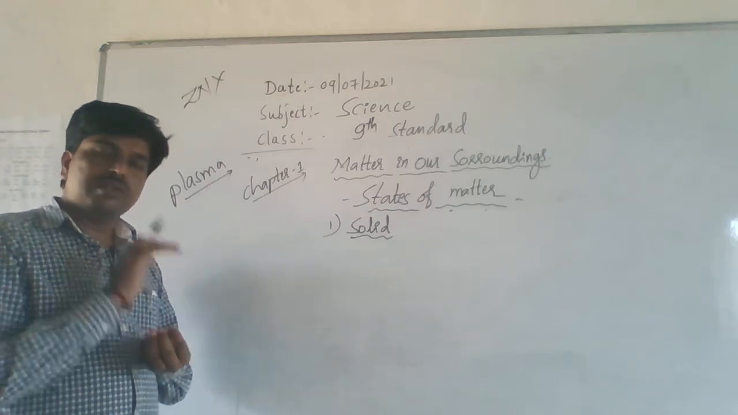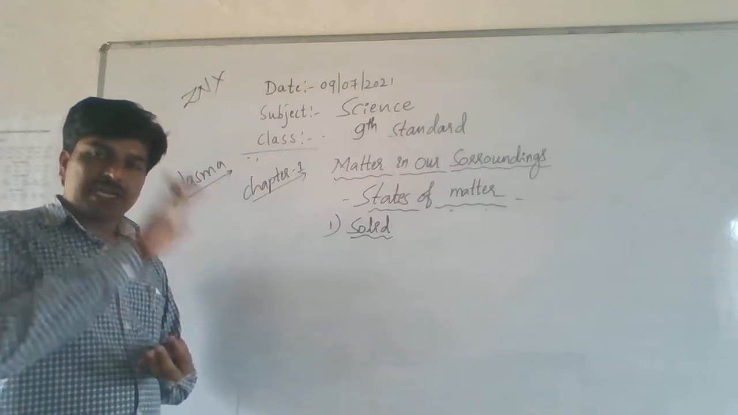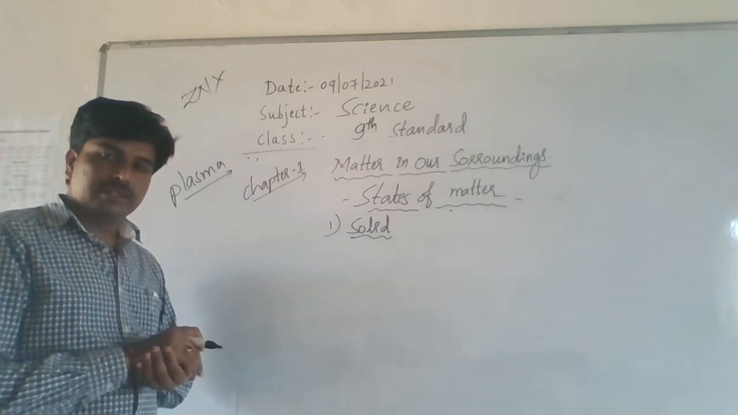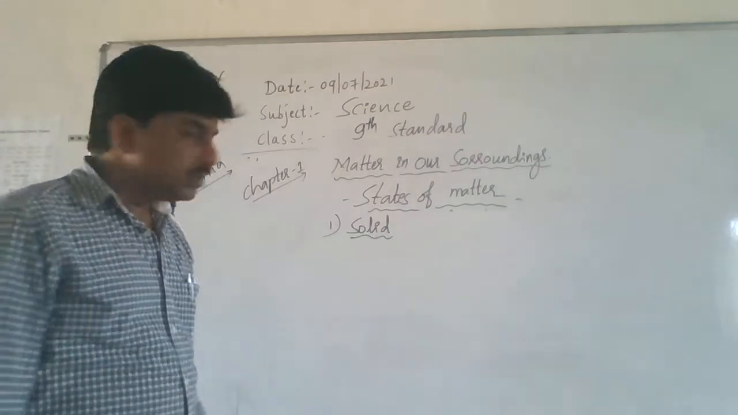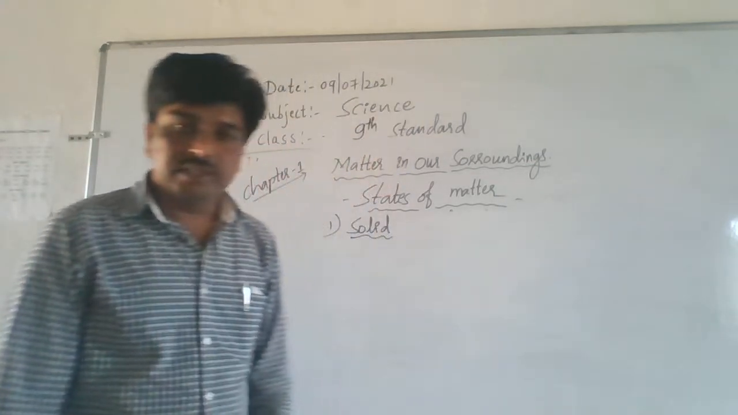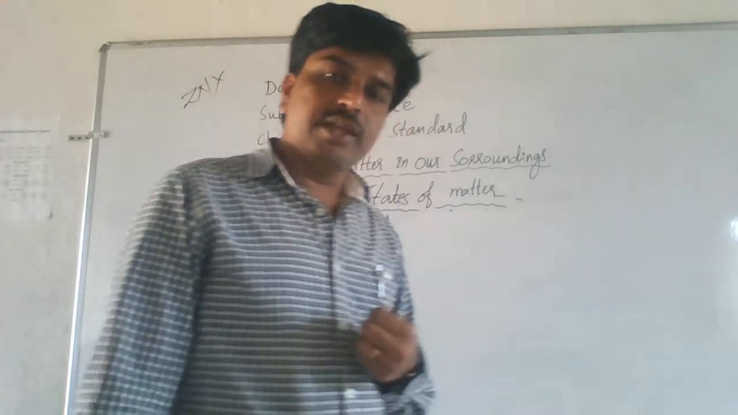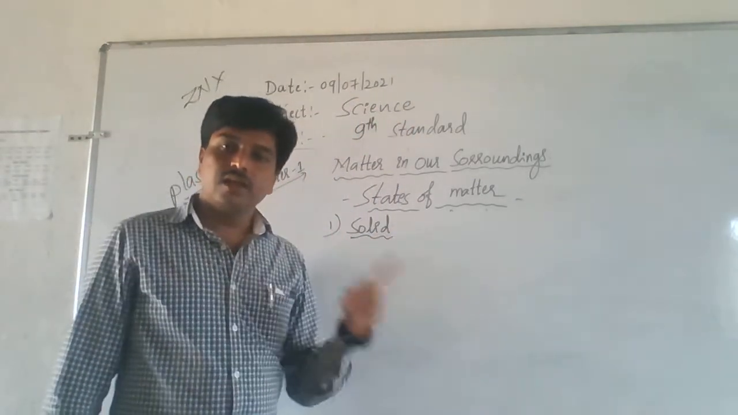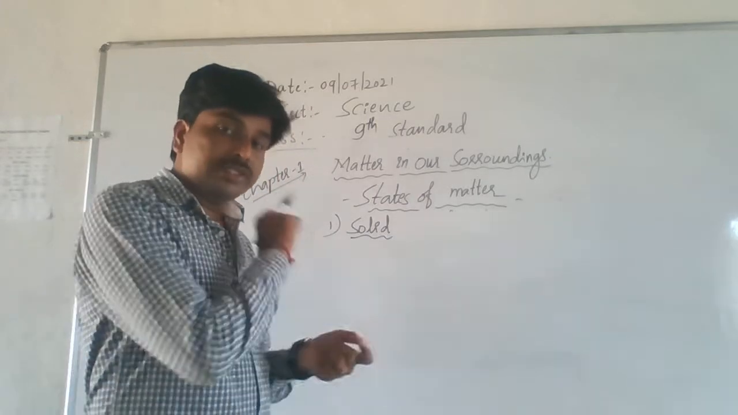Hence in the sun, not only the sun, in all stars, what you see as stars in the night sky, the matter present in all stars is in the state of plasma. That is the fourth state of matter. But here we are discussing only the three general states of matter: solid, liquid and gas. Remember once again, these three states of matter are classified depending upon the arrangement of particles.